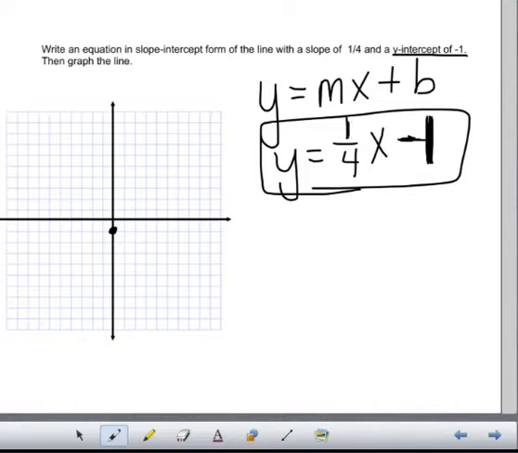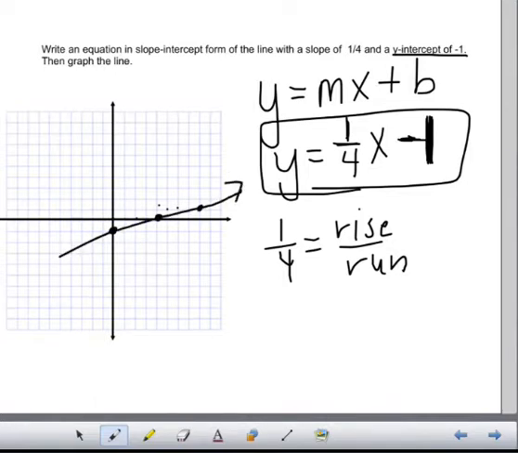Now I have a slope of 1/4. So I'm going to go what? What does that mean? I mean, that slope is 1/4, and that means what? Rise over run. So I'm going to rise 1 and run 1, 2, 3, 4. Rise 1 and run +4, right? 1, 2, 3, 4. And then you can draw your line. That's my rise over run.